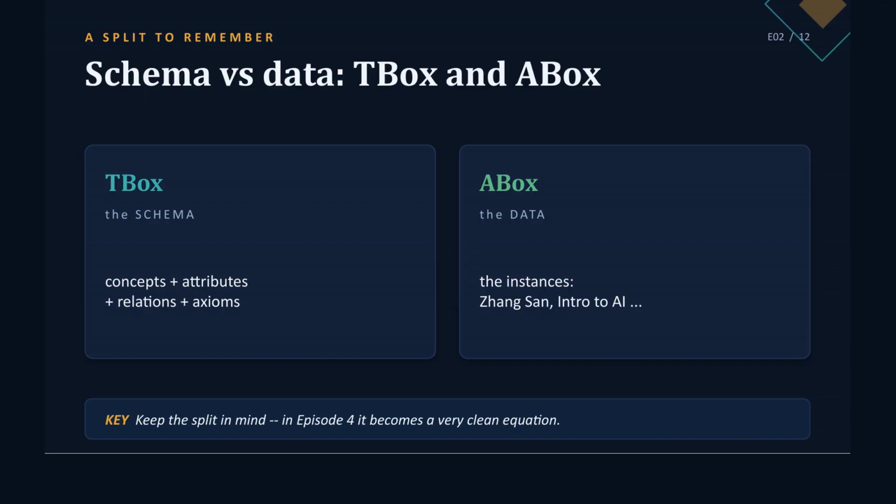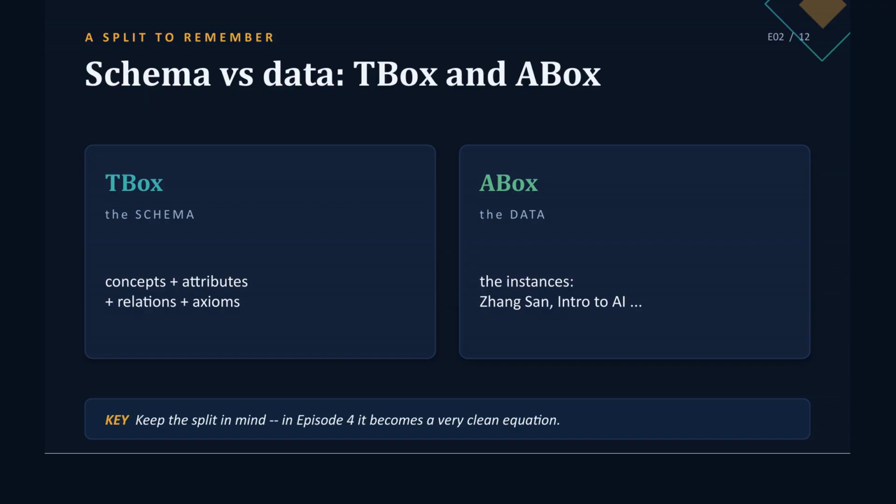Notice that the top 4 blocks, the concepts, attributes, relations, and axioms, all describe the structure of the domain, its schema. The 5th block, the instances, is the actual data sitting inside that structure. Knowledge engineers give these 2 halves names. The schema half is called the TBox. The data half is called the ABox. Just keep that split quietly in the back of your mind, because in episode 4 it turns into a beautifully clean equation.